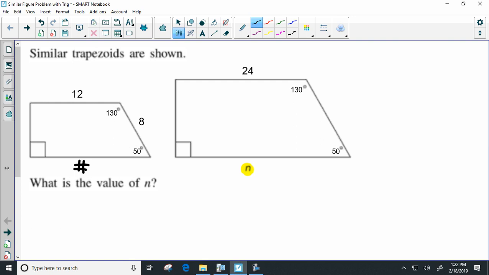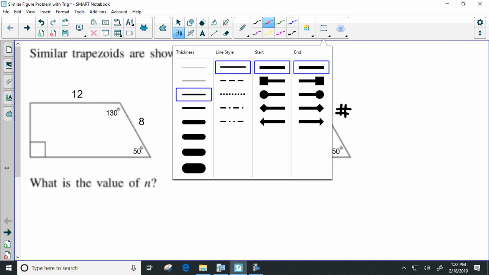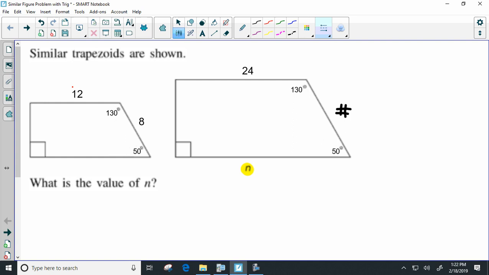So really what I'm going to find is, on the big figure, where the number sign is, where that hashtag is. I'm going to find that side first, because in order to do that, I can set up a ratio. Because these two things are similar, 12 is to 24 as 8 is to whatever that number is. So I'm going to find that number first. I'm going to say 12 is to 24 as 8 is to, I'll call it x, that missing number.